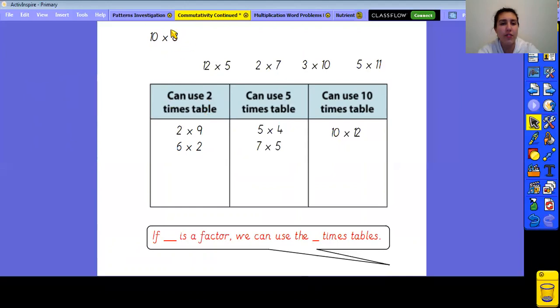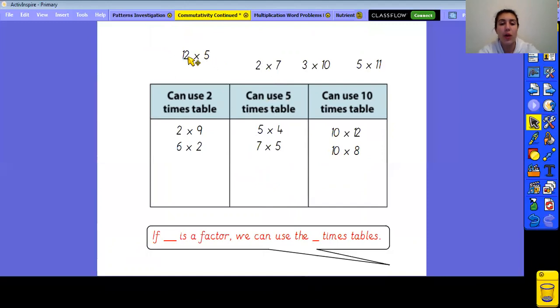Is 2 a factor of this expression? No. So I can't use my 2 times tables to help me with this because it's not one of my factors. What about my 5 times tables? Would my 5 times tables help me here? No, it wouldn't. What about my 10? Lovely. So 10 is a factor in this expression. So when 10 is a factor, we can use our 10 times tables. It doesn't matter which order it is in.